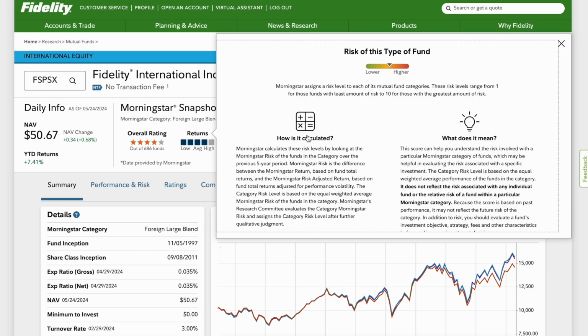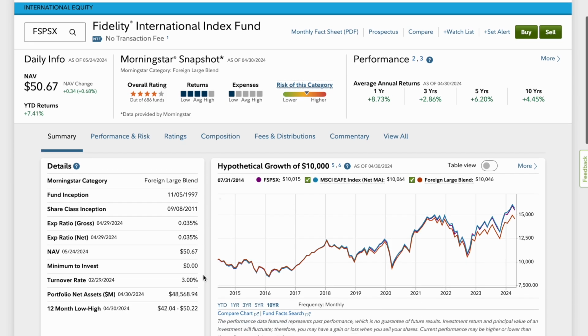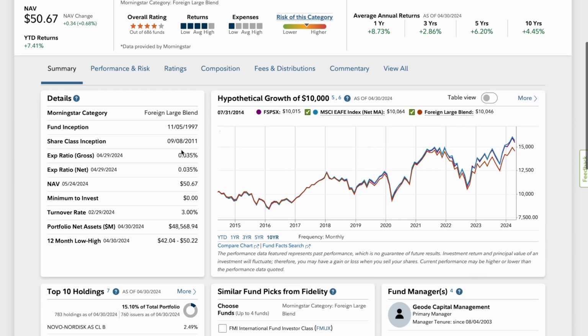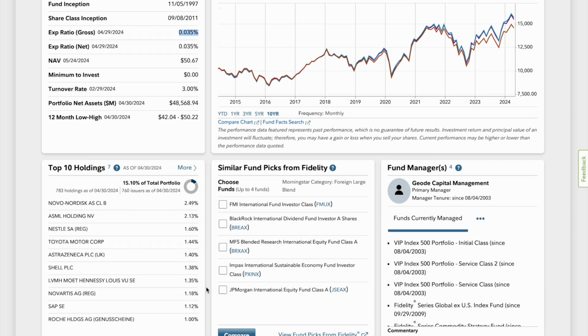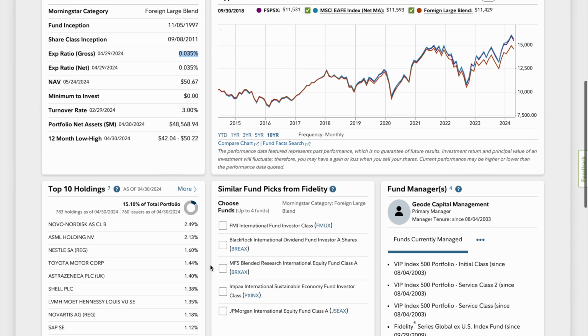How do they rate this risk category? They look at the overall 5-year period and the difference between the Morningstar return and the fund total returns. See that the expense ratio is 0.35%. Looking at the 10-year return here, if you were to buy in 2015, your $10,000 would have increased up to a little over $15,500.